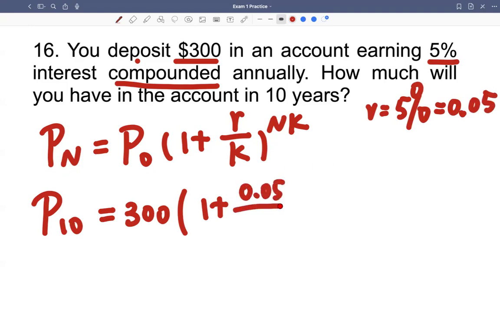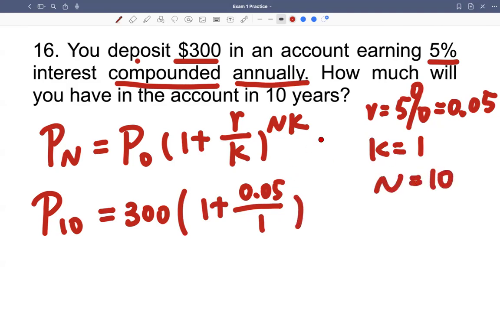0.05 divided by k. What's the k? Compounded annually means one time in a year, once per year. So k equals 1, so divided by 1. Raised by nk, where n equals 10 years, how long the money stays in the account. k is 1, so 10 times 1.